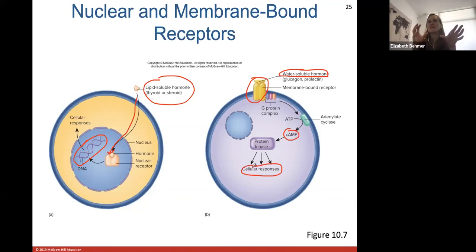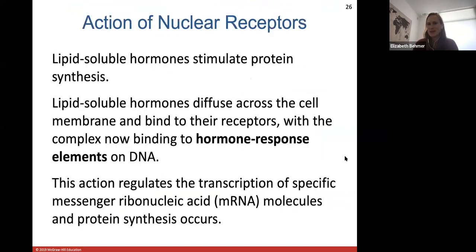So it's just different ways that hormones, whether they can get into the nucleus or whether they have to stay on the cell membrane, will both initiate a cellular response, but in different ways. So those are nuclear and membrane-bound receptors.